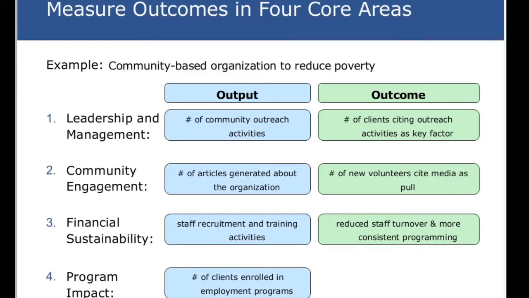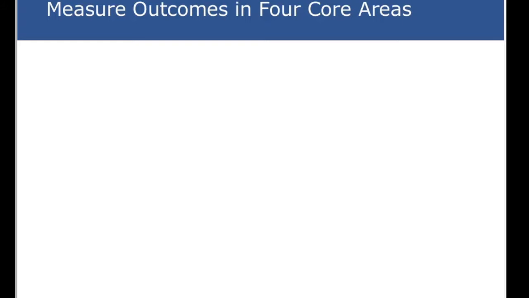And then in terms of program impact, for example, in a community-based organization to reduce poverty, the number of clients enrolled in employment programs would be the output, and the outcome would be the number of clients getting jobs in targeted industries.